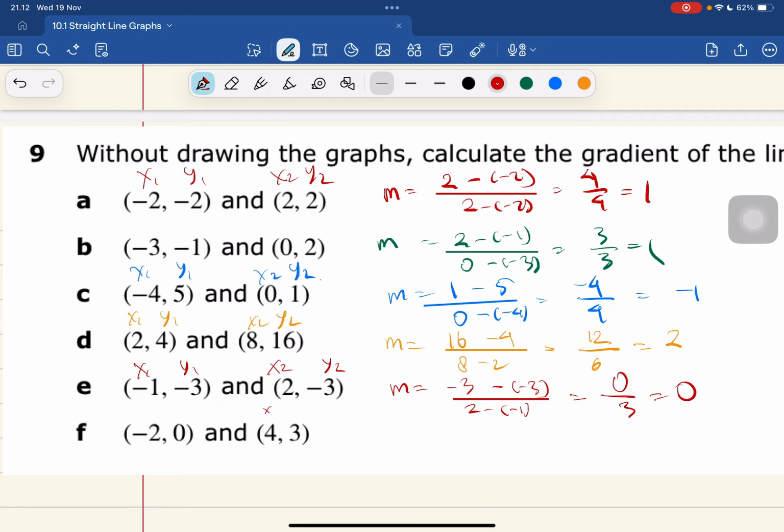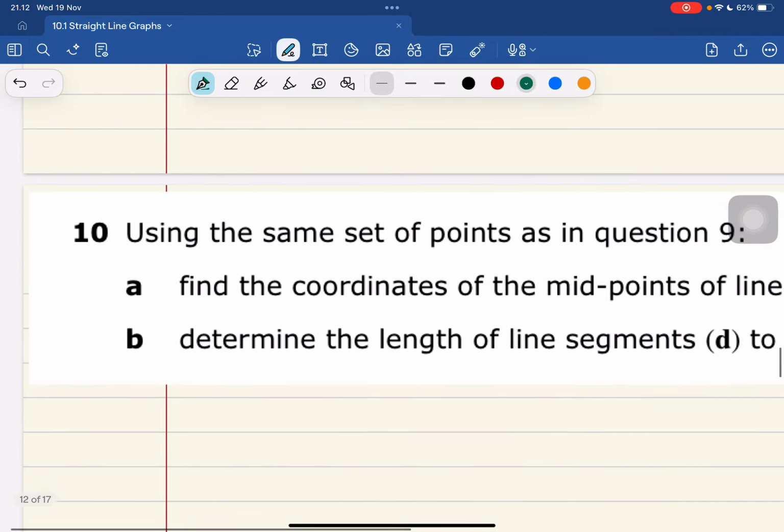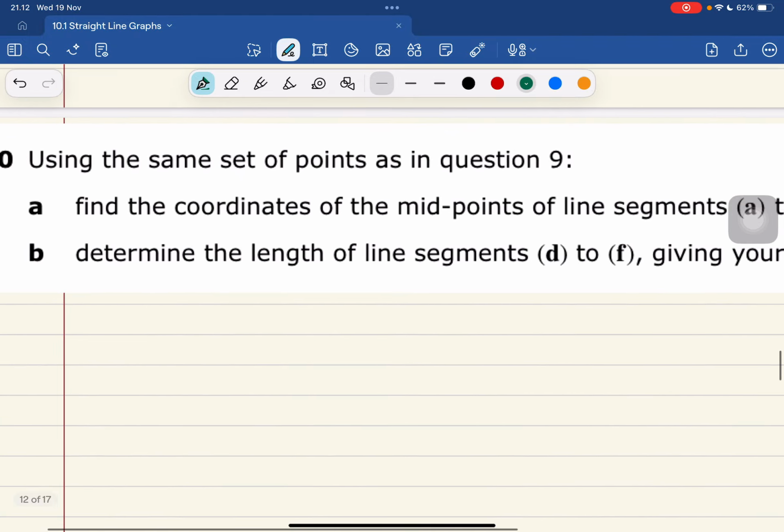It doesn't matter, x1 can be here, and y1. Here also x2 and y2. So the gradient is going to be 0 minus 3 divided by minus 2 minus 4. So this is going to be minus 3 divided by minus 6, or equal to 1 over 2 for the gradient. Now it's number 10.